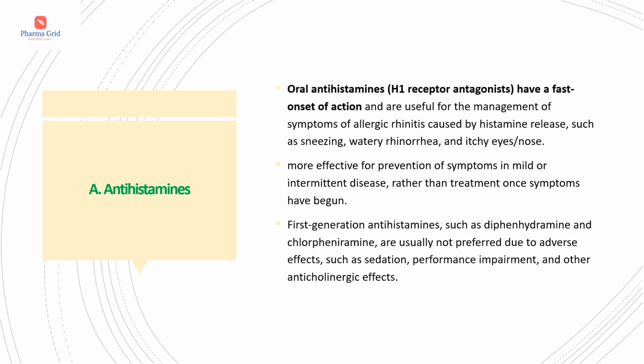The first category of drugs that can be used for the treatment of allergic rhinitis is antihistamines. Oral antihistamines are H1 receptor antagonists, have a fast onset of action and are useful for the management of symptoms of allergic rhinitis caused by histamine release, such as sneezing, watery rhinorrhea and itchy eyes or nose. These antihistamines are more effective for prevention of symptoms in mild or intermittent disease rather than treatment once symptoms have begun.